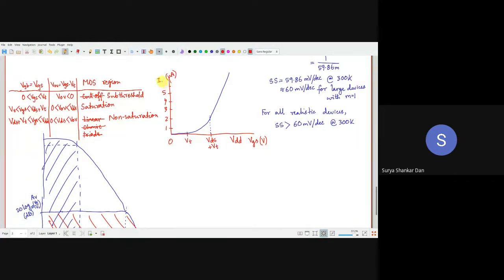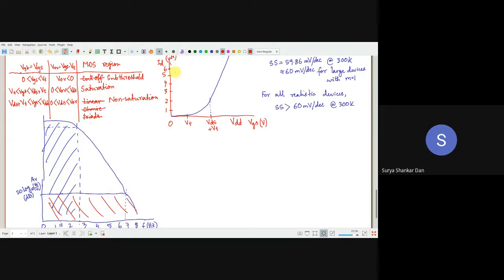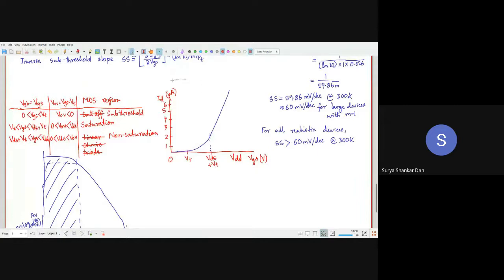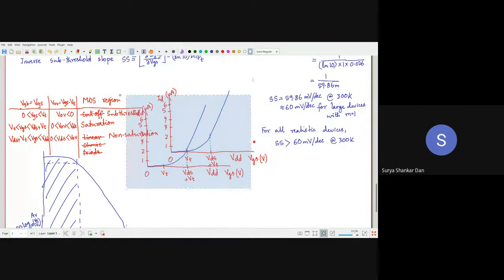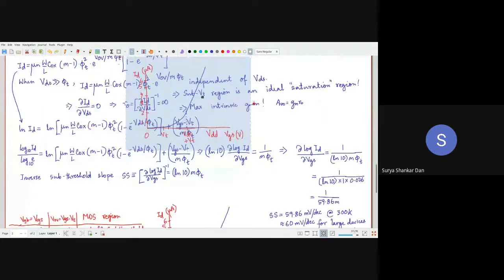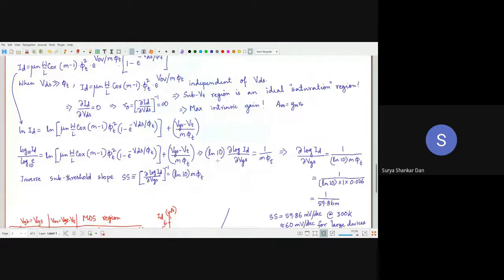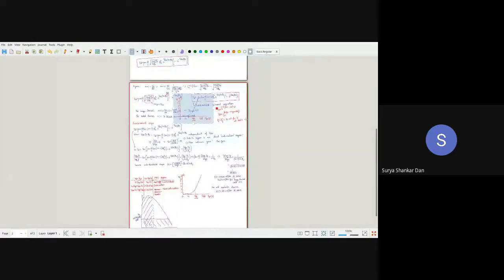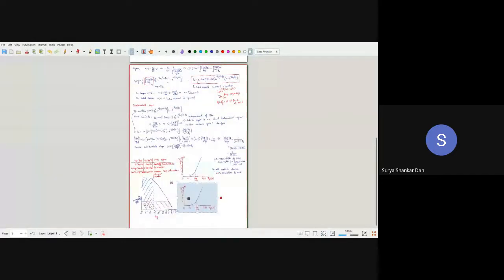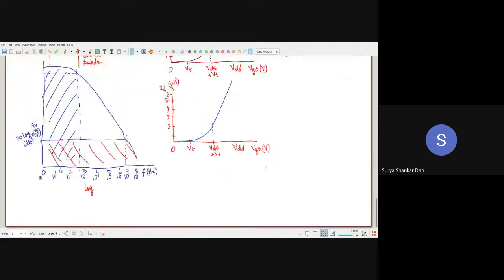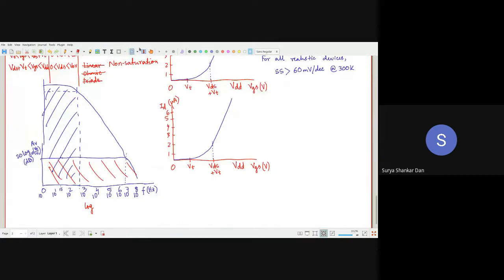Okay, so they were all in the order of microamperes. Now I am going to plot the same thing on the log scale. It's a kind of mathematical tool which we are using to study this phenomenon.